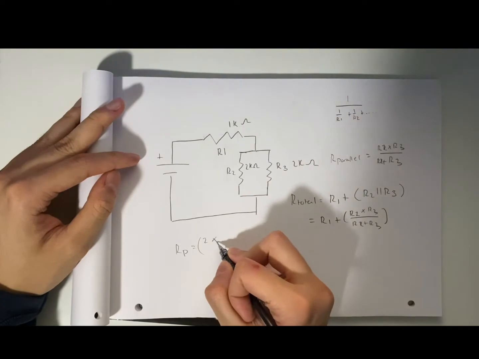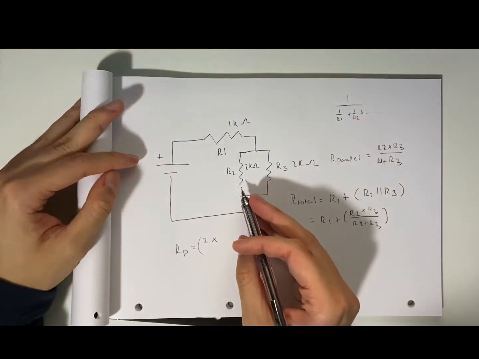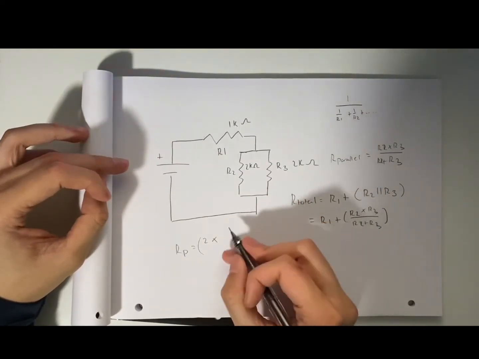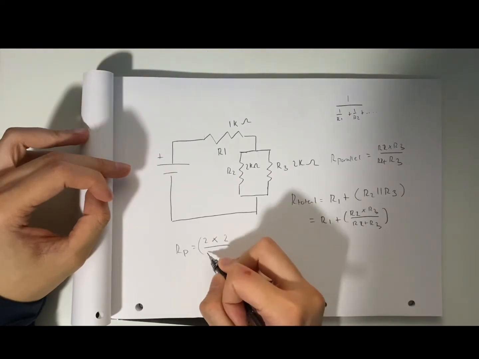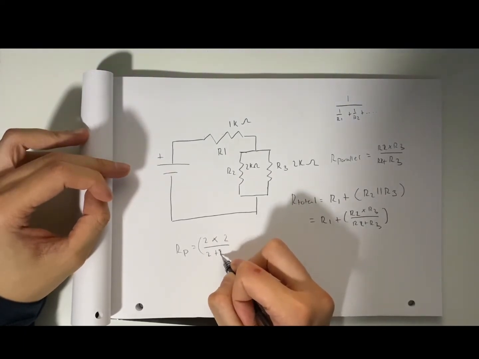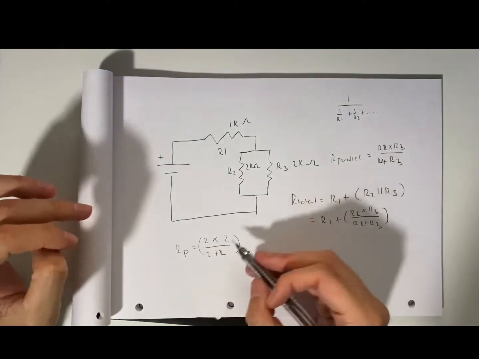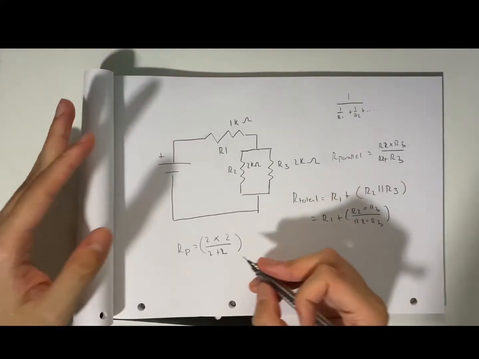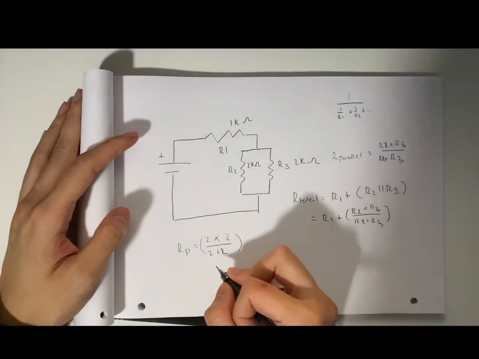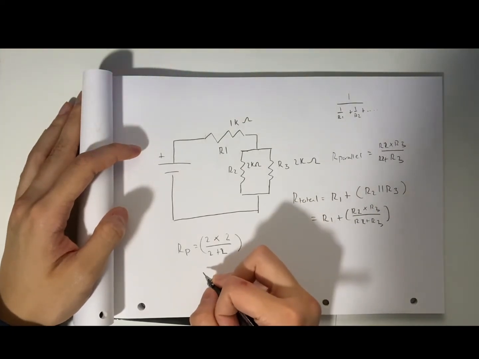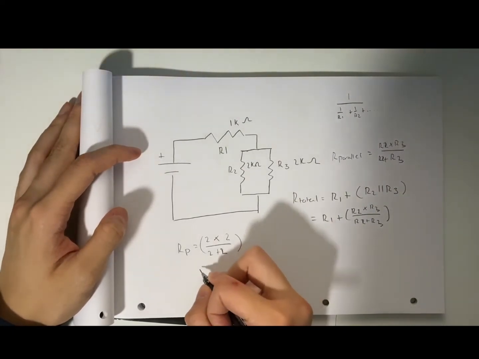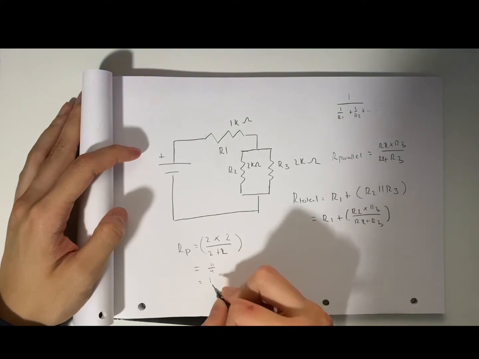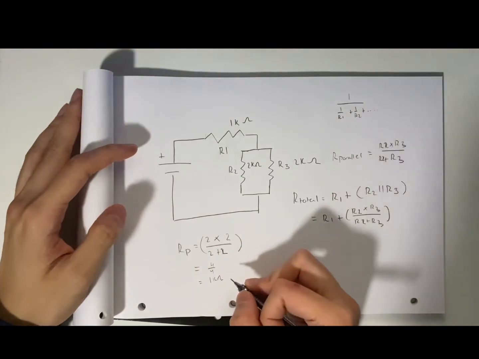So let's solve this. R2 is 2000 ohms. R3 is 2000 ohms. And we just substitute them here. Now you may have noticed I've only put 2 and not 2000. As long as we're working in the same form of units, we can just add on the K at the end for the 1000. So this will equal 4 over 4, which equals 1. So that'll be 1 kilo. That is the parallel resistance.